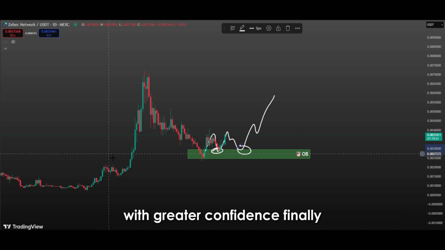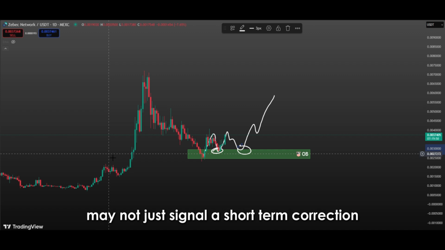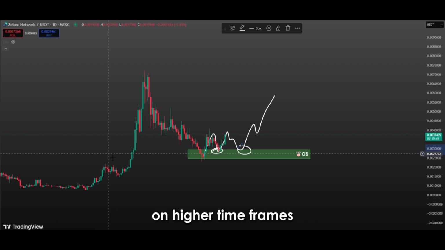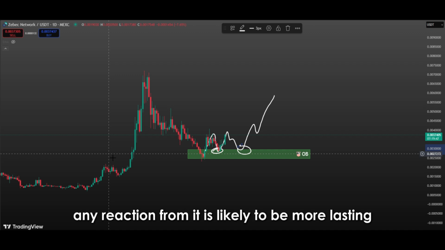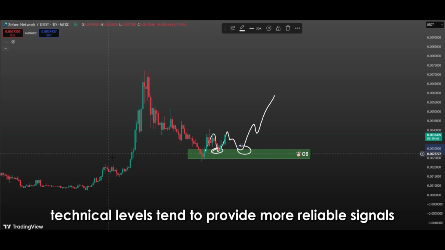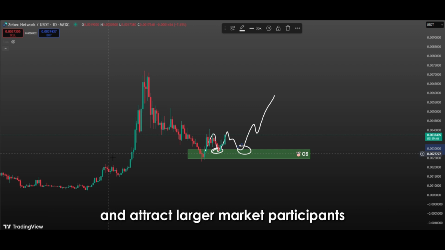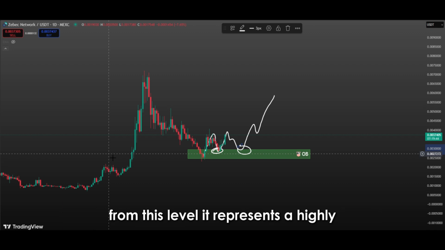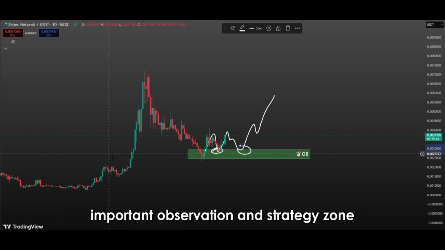Finally, a bounce from this bullish order block may not just signal a short-term correction, but could also indicate the beginning of an uptrend on higher timeframes. If this order block was identified on a larger time frame, any reaction from it is likely to be more lasting and impactful. Higher time frame technical levels tend to provide more reliable signals and attract larger market participants compared to lower time frames.